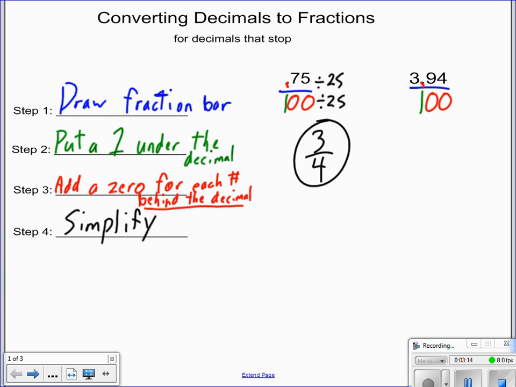Now simplify if possible. Last step. Sometimes we actually don't need to simplify. We'll talk about that when those cases arise. But here, if we're simplifying, I know they're both even, so I can divide them by 2. 2 goes into 394, I'm going to do quick division, 1, 9, 7. 2 goes into 100, 50.